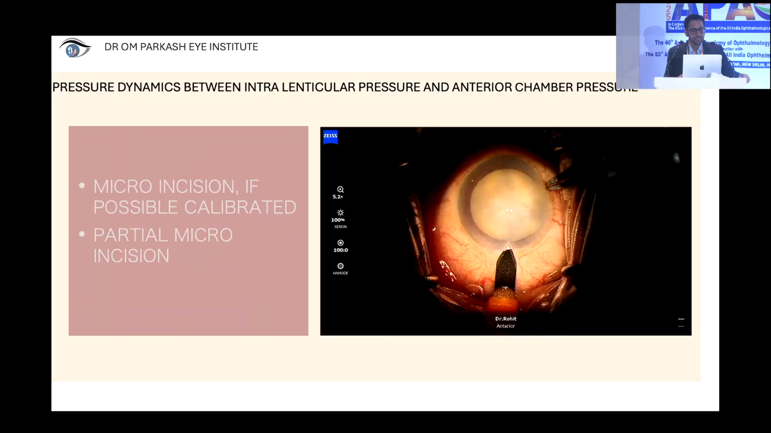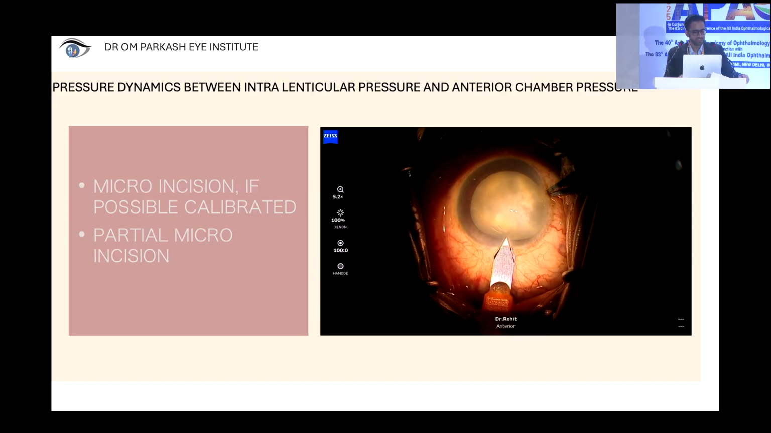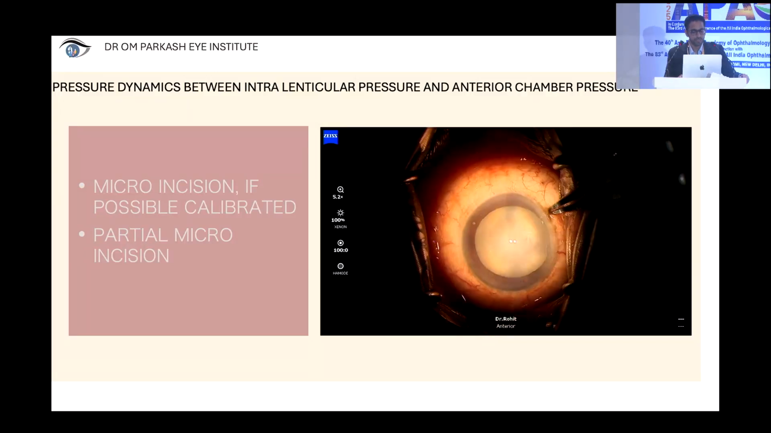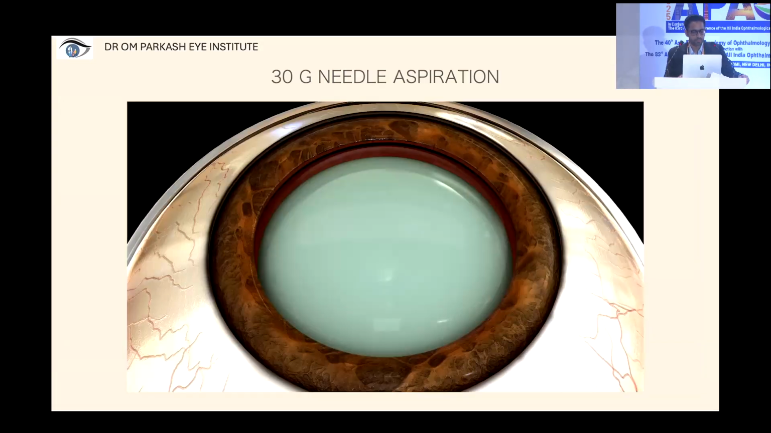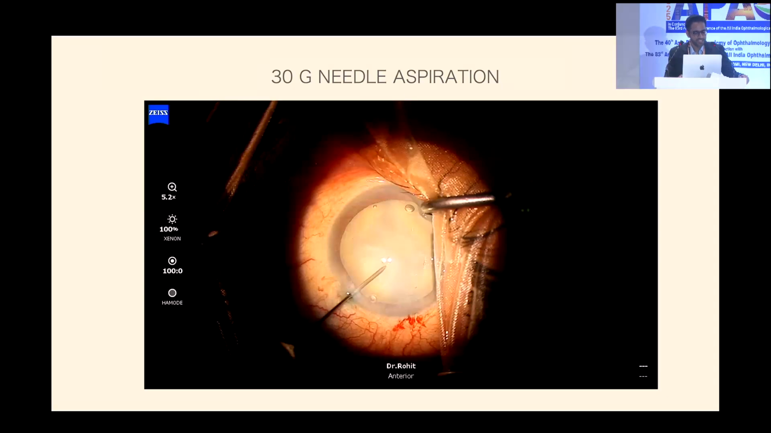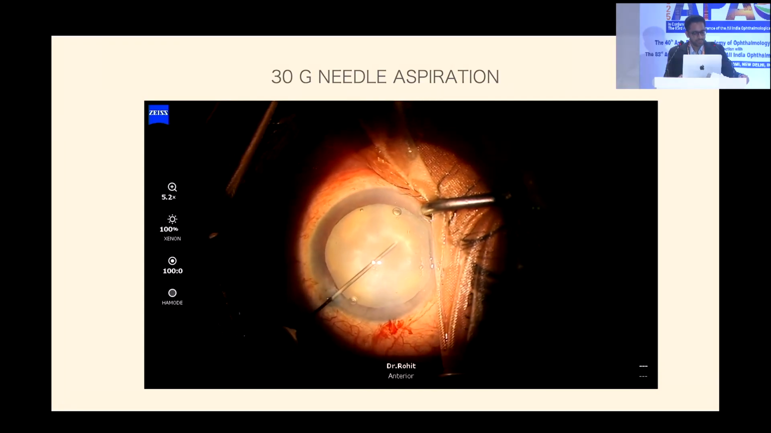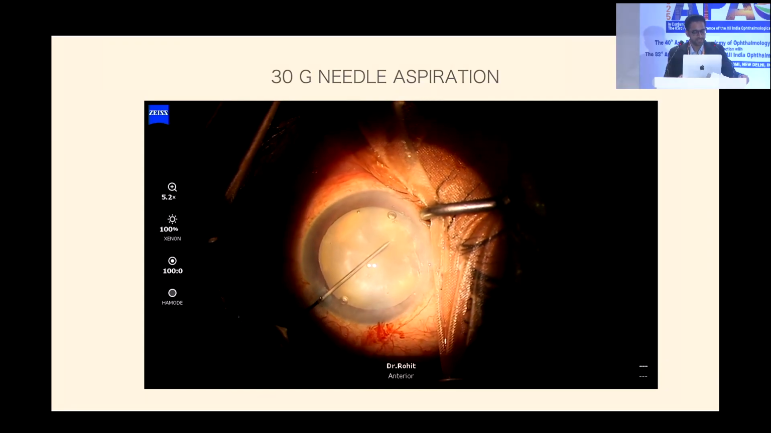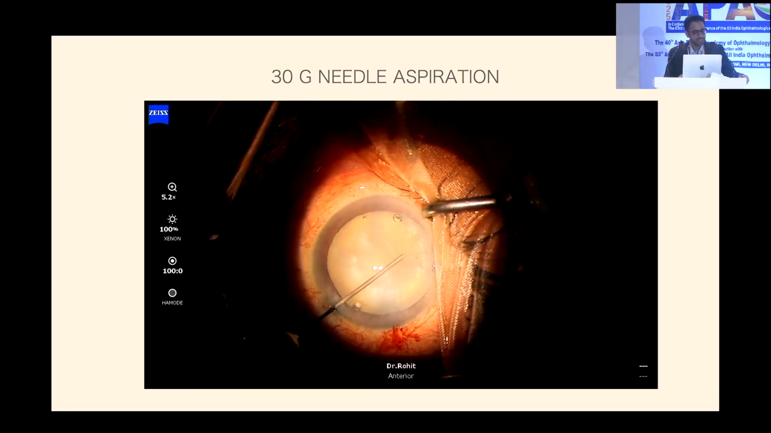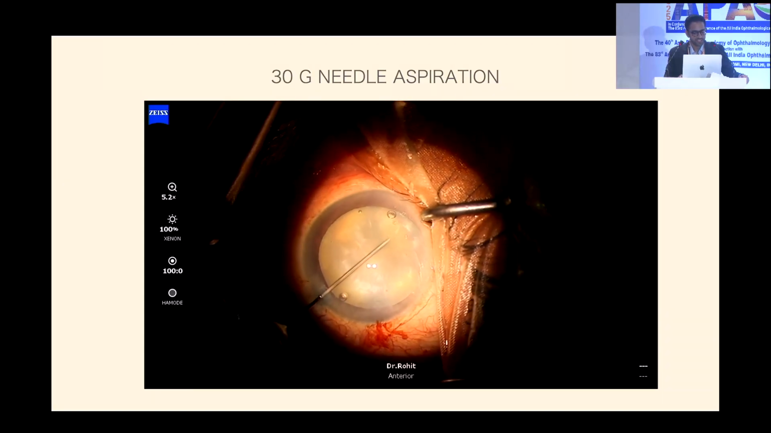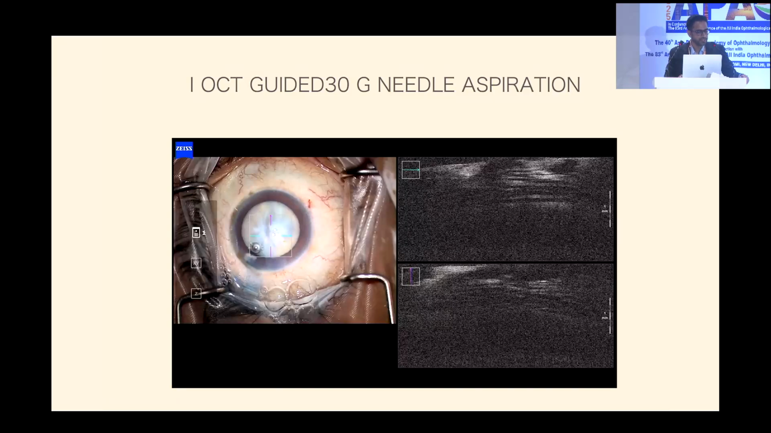In this case, what we usually do is make a microincision if possible, a calibrated one. We can make a partial microincision initially if you are doing it from the main port, or as Dr. Gaurav said, we can use the side port. The first step is a 30 gauge needle decompression. We use a bevel down 30 gauge needle from the peripheral cornea, enter and take it into the central part of the lens, and decompress in that area. So simultaneously decompression with the 30 gauge needle is done. And then you can see we have an intraoperative OCT.